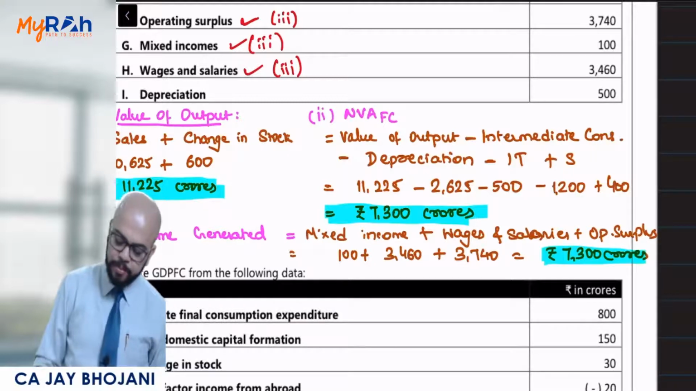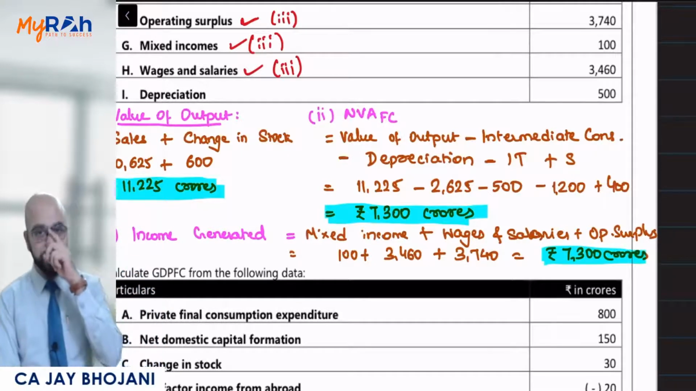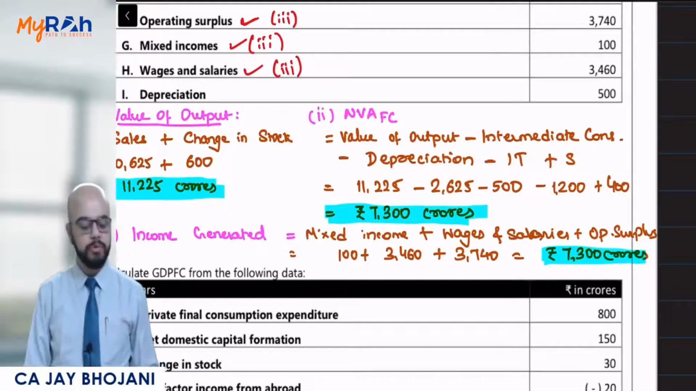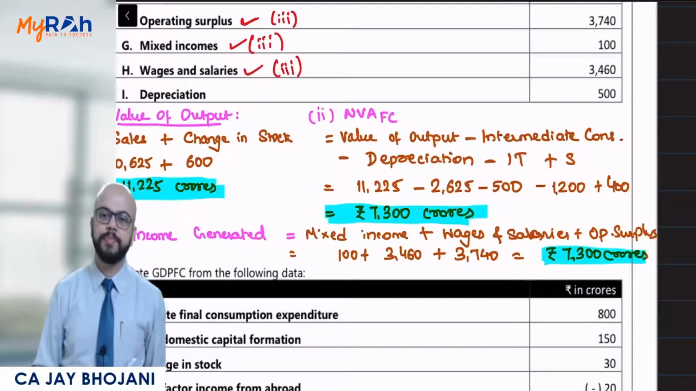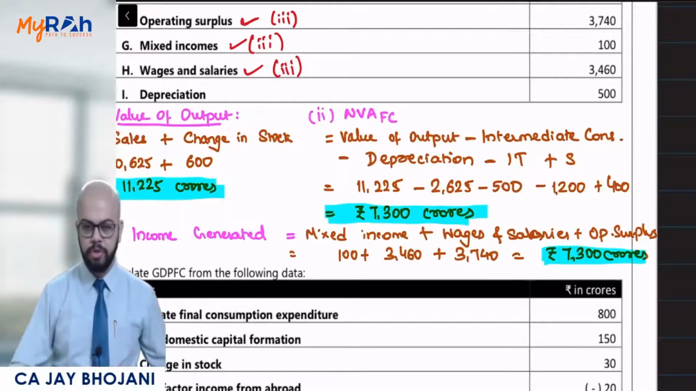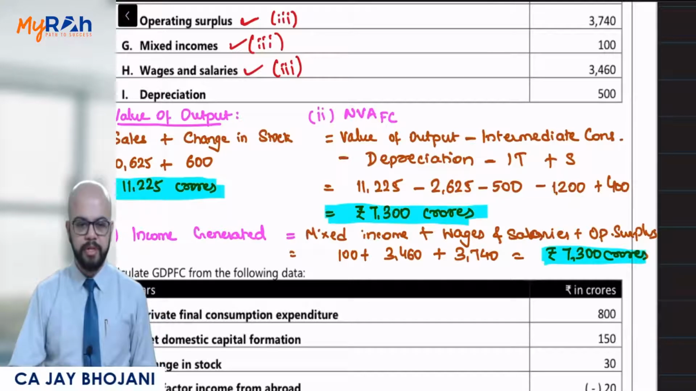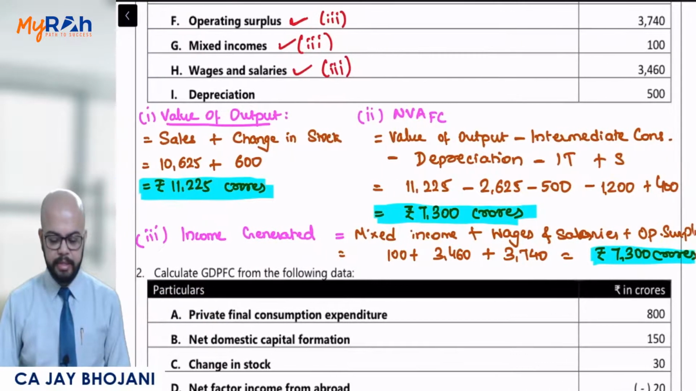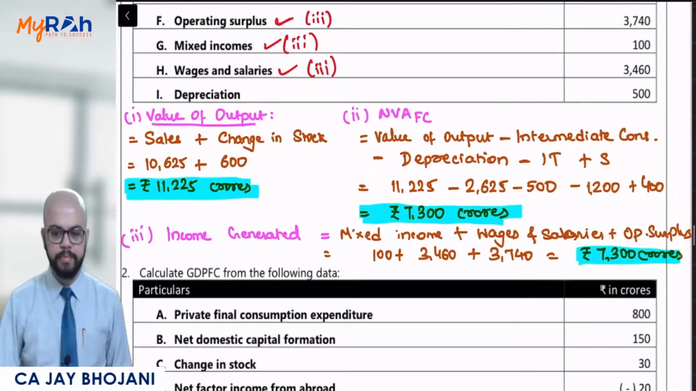Hence it is proven. You have to add this sentence at the end. Hence it is proven that the income generated is equals to NDPFC. Okay, sure. You can copy this and then move to the next question.